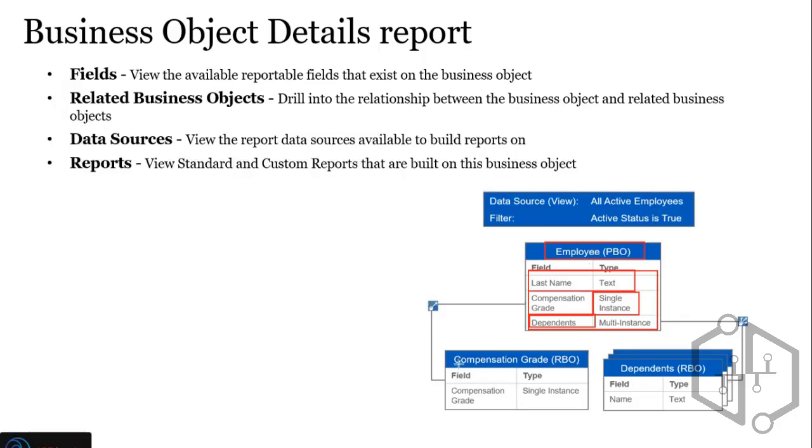So any employee or any worker can only have, and this is the icon which identifies that one-to-one relationship. So any worker can only have one compensation grade, but a worker can have 0 or 1 or multiple dependents. So which is basically a multi-instance relationship. So each worker can have 1 or maybe 0 to multiple dependents. So this is a one-to-many relationship between business objects.